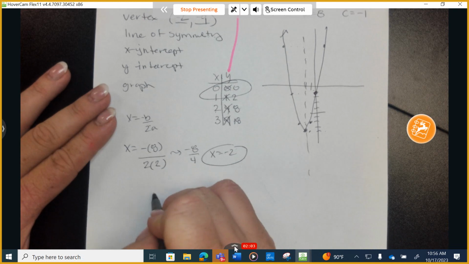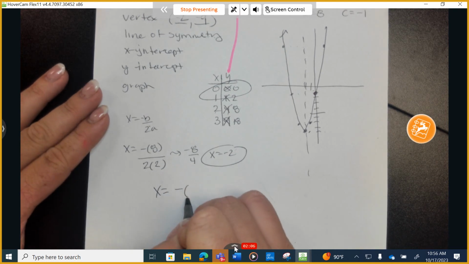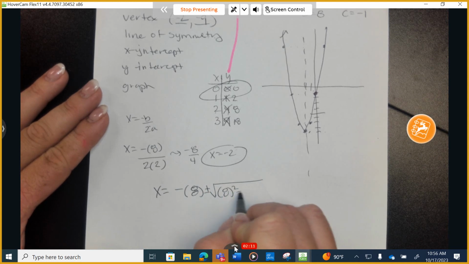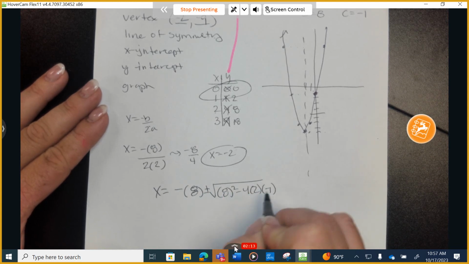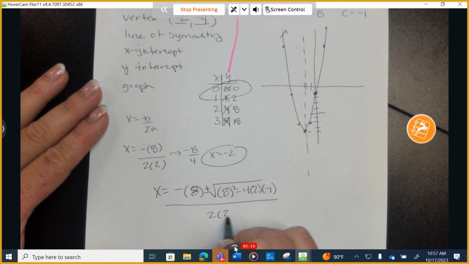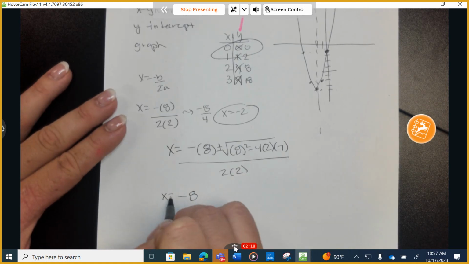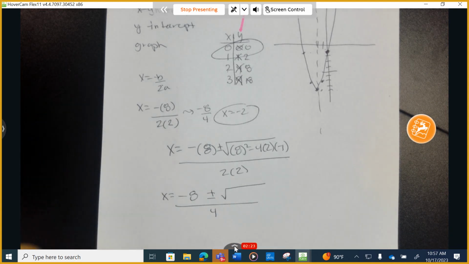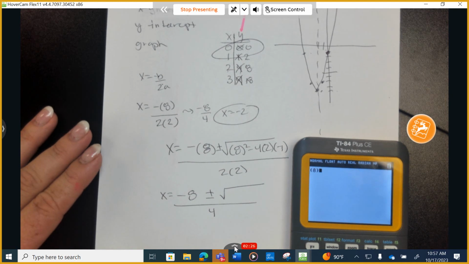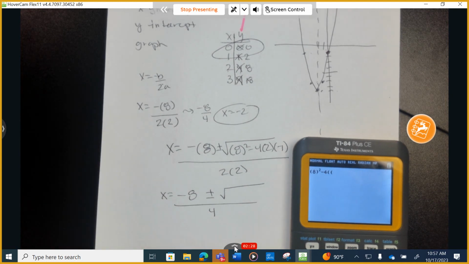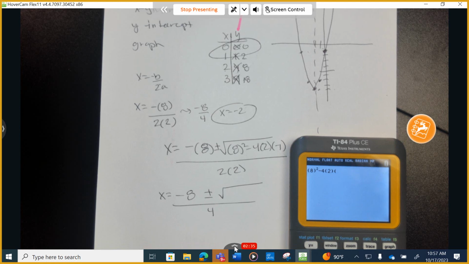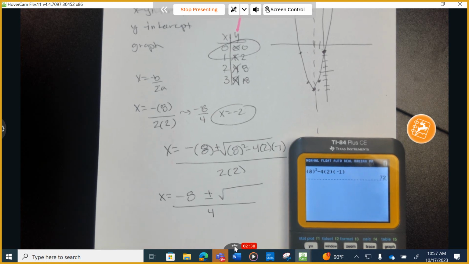Your x-intercepts, I'm going to use the quadratic formula: negative b plus or minus the square root of b squared minus 4ac, all divided by 2 times a. So negative 8 is out front, 4 is on the bottom, and I'm going to grab my calculator to figure out that discriminant. What is underneath the radical? I have 8 squared minus 4 times 2 times negative 1. And I came up with an answer of 72.